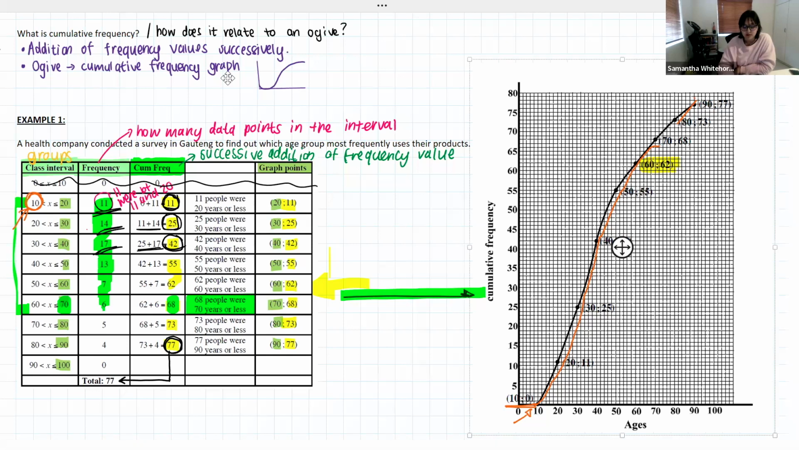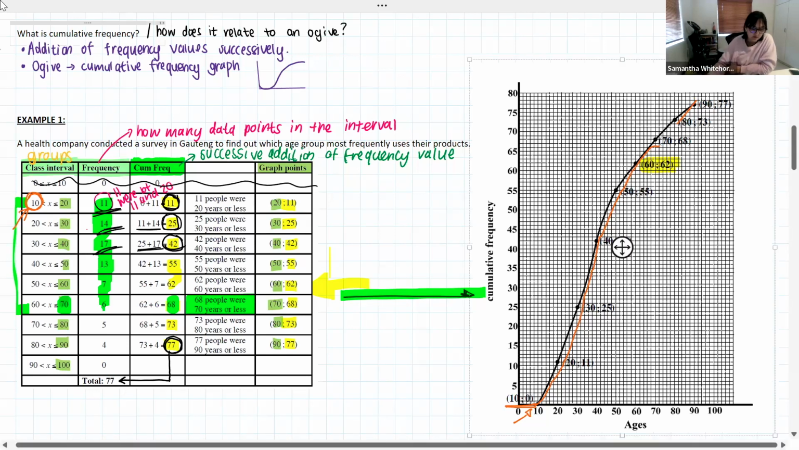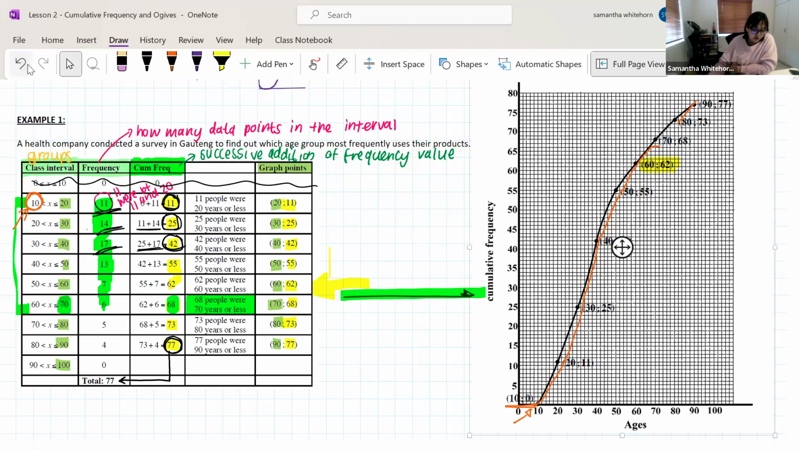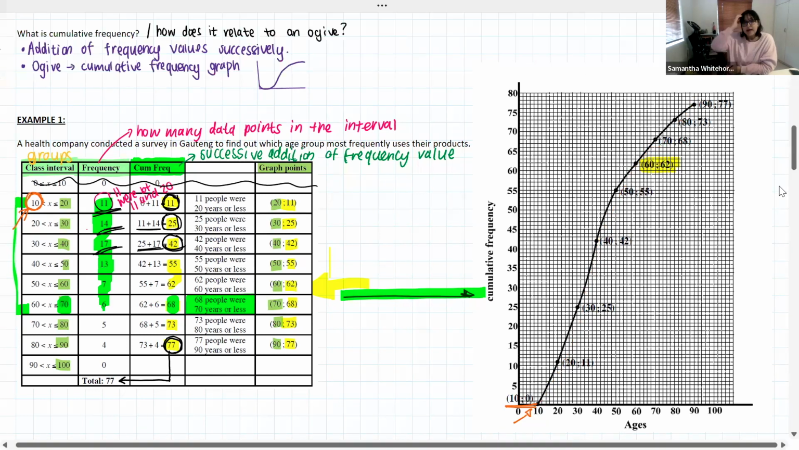Obviously the shape very much depends on your information. But it has a curve. You should not be joining it with a ruler. It is a curved graph, and it is plotting your cumulative frequency.